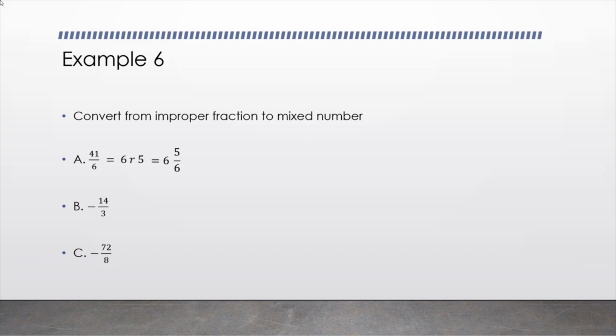If I look at letter B, it's negative. You kind of want to ignore the negative when you're dividing until the end. So that would be 14 divided by 3, which is 4 with a remainder of 2. And the negative you just put on front. So as a mixed number, you would write that as -4 and 2/3. You want to take that remainder and put it over what you're dividing by.